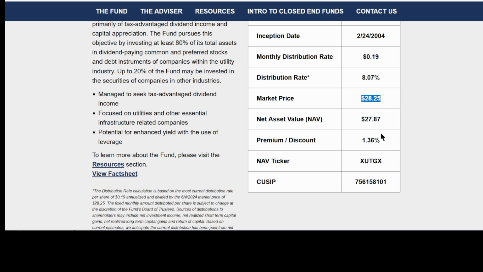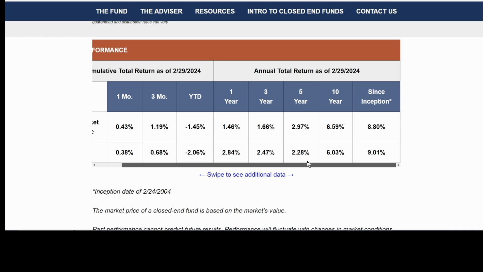Market price $28, net asset value $27.87. So there's $27.87 worth of securities in the box, but the stock price, if you want to buy it on the stock market, is $28.25. So it's trading at a premium of 1.36%. Not terrible. And you see their total returns, 10-year 6.59, since inception, 8.8%, which is from 2004.